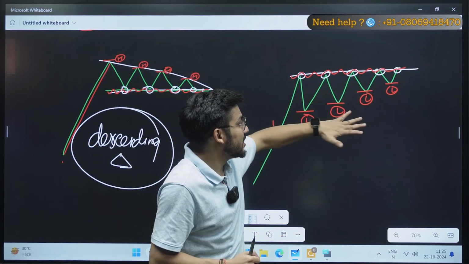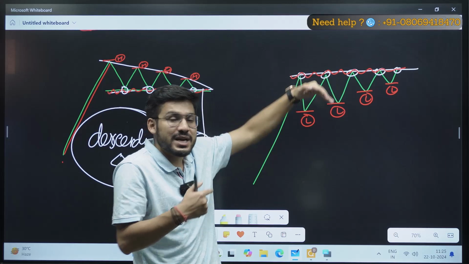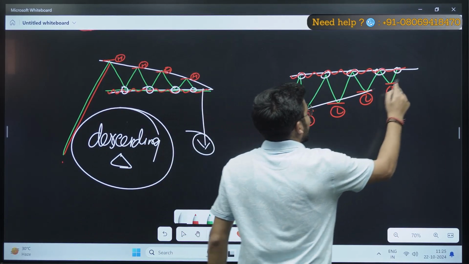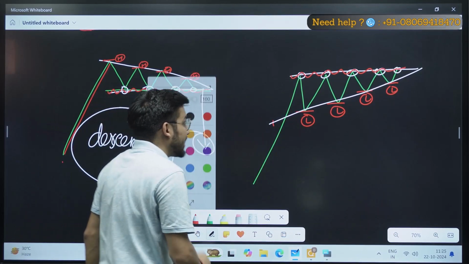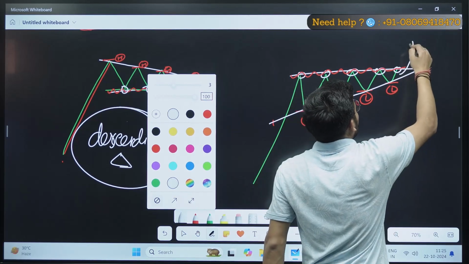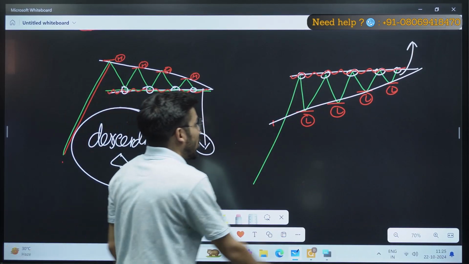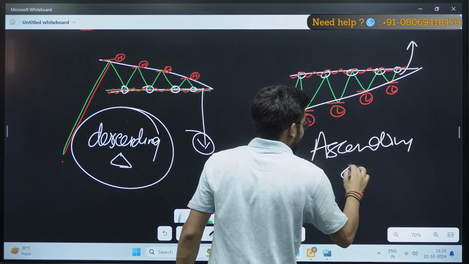So this is your first condition. The second condition: your resistance is getting tested so many times. At that point of time, when you get these two conditions, what you have to do is analyze it with the volume, and when you get a good breakout, you can trade in the upward direction with the help of this, right? And this triangle is called the ascending triangle.